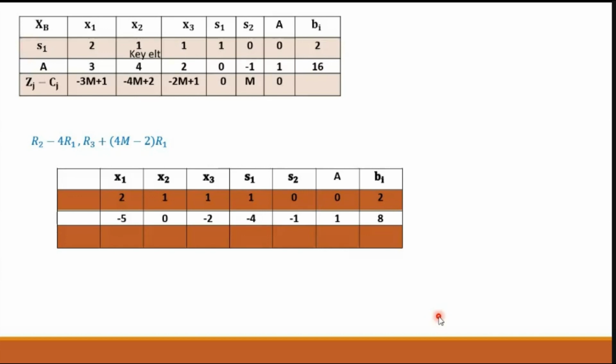Careful in doing this calculation part, otherwise nothing is there. Now what is Zj minus Cj? Row one, what will come here? -3m plus 1 plus 4m minus 2 into 2. What is left? -3m, for R3 it is -3m plus 1, plus this remains the same, for R2, for R1 it is 2.